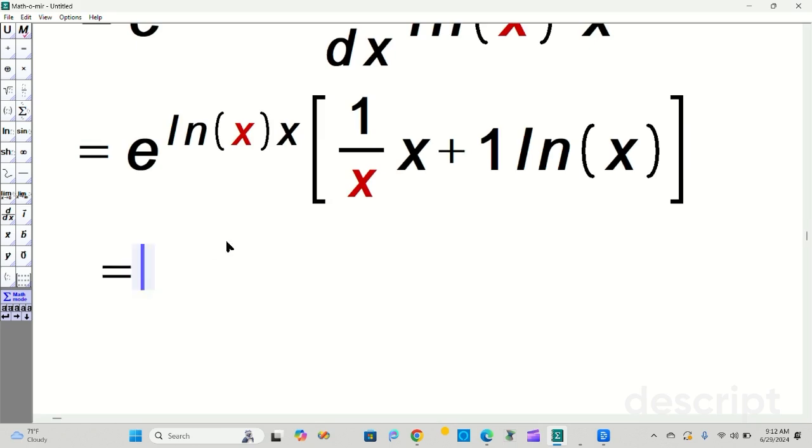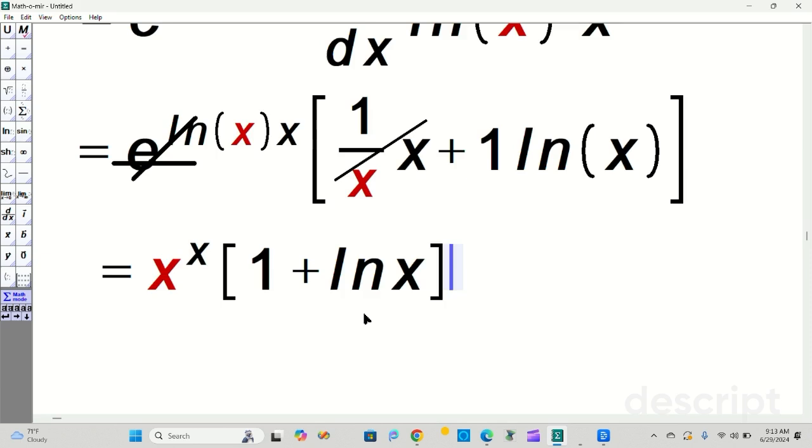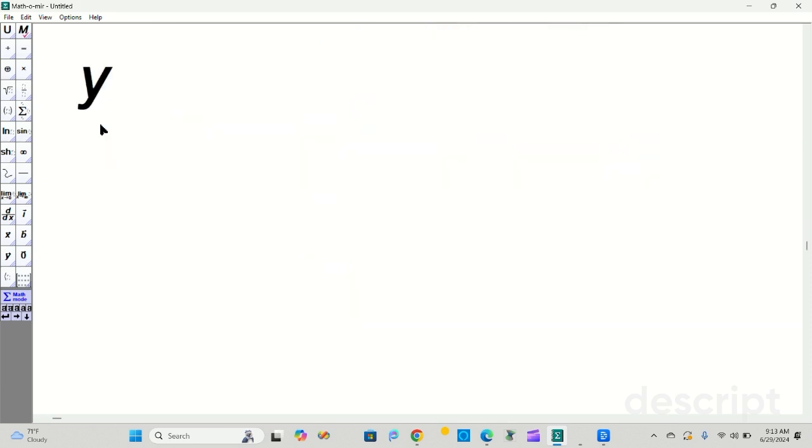Now back for this step on the left side, e and ln are inverse functions. That means you can cancel them off like this. So that means all you have left is just the x raised to the x. And then within brackets, you're going to have this. These two things cancel here. So you're going to have 1 plus just ln of x. For the other approach, you're going to get the same result. It looks a little bit different.